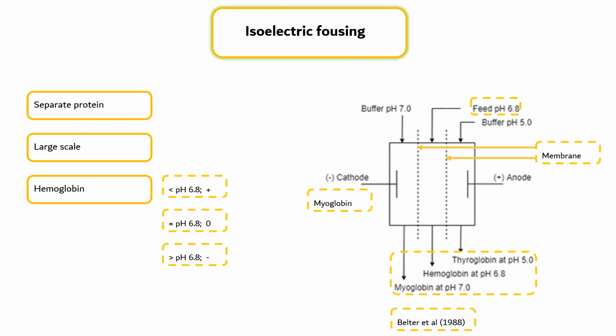A protein like myoglobin is positively charged at this pH. As a result, it is drawn to the left towards the cathode. In the same way, thyroglobulin moves toward the anode but stops as it enters the right-hand anode compartment. Hemoglobin is fed as an uncharged species and so will not be drawn out of the central compartment in either direction.